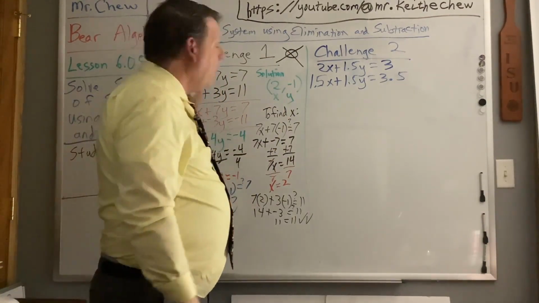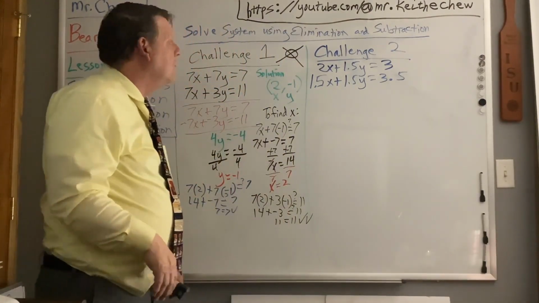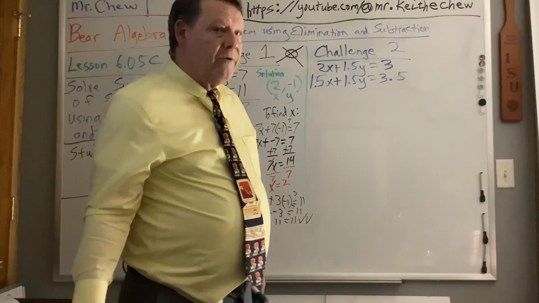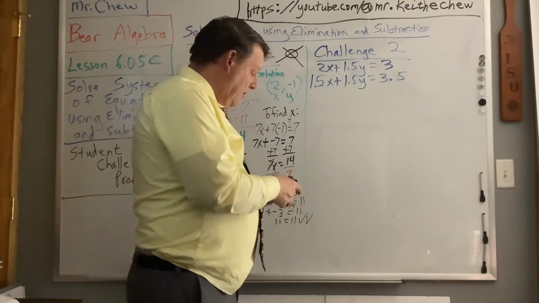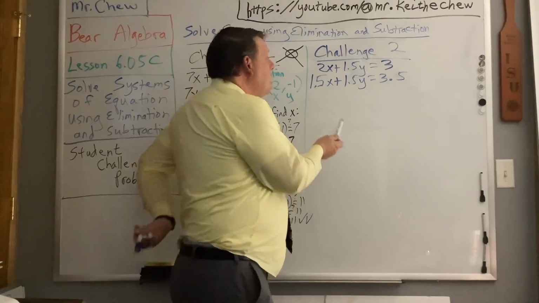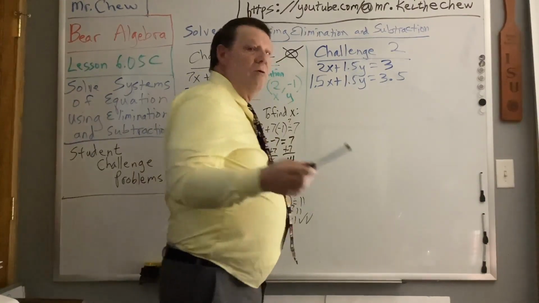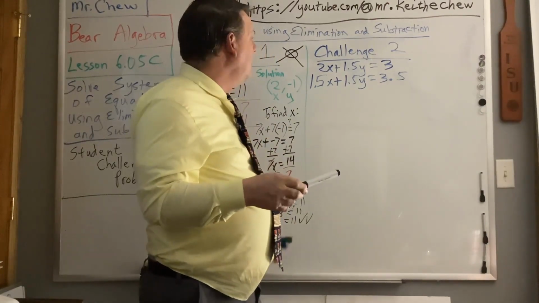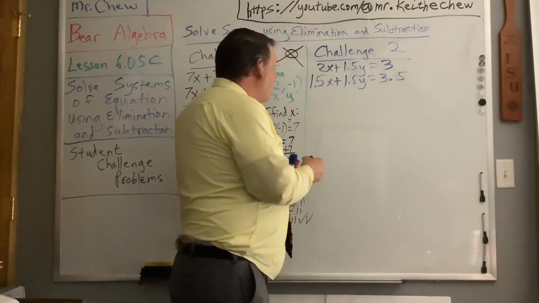All right, so hopefully you did challenge 1 right. Now let's look at challenge 2. Why is challenge 2 a little bit harder? Because of decimals. Use a calculator. All right, so what am I going to do? I'm going to first notice that I've got the same exact y coefficient and variable in the top and bottom, so I can use subtraction. So I'm going to rewrite it.